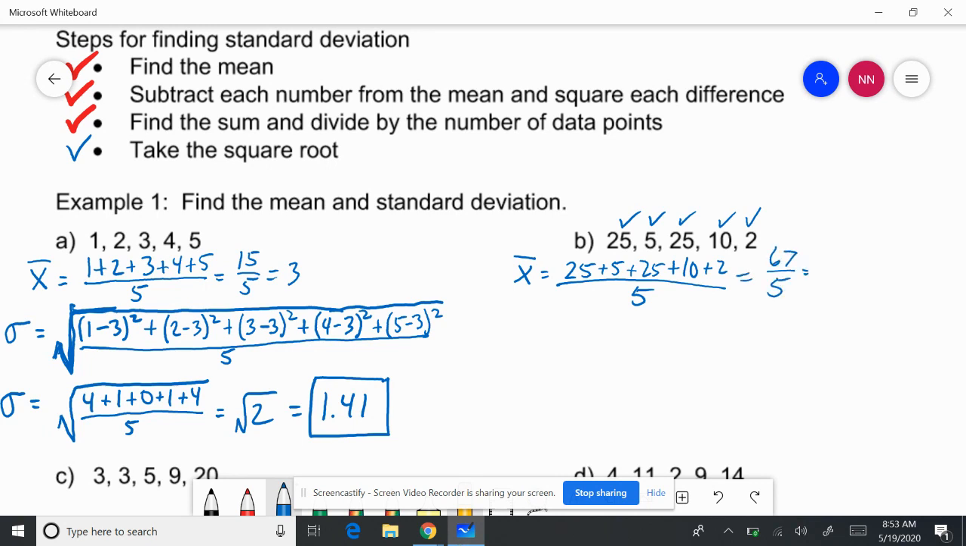I don't want a fraction because it's difficult to subtract fractions and then square them. So I'm going to go straight to the decimal answer. I'm going to take the 67 and divide it by 5, and I get 13.4. So hopefully you have your calculator out. We're going to find the standard deviation.